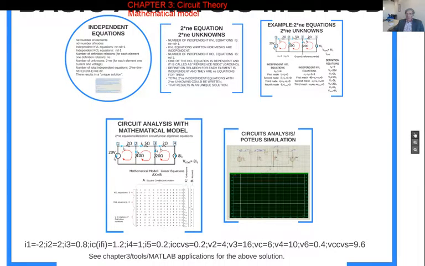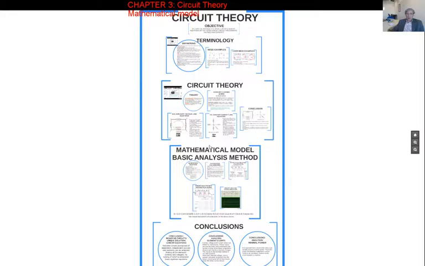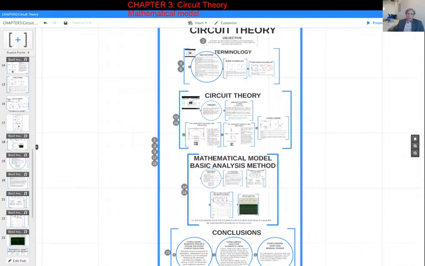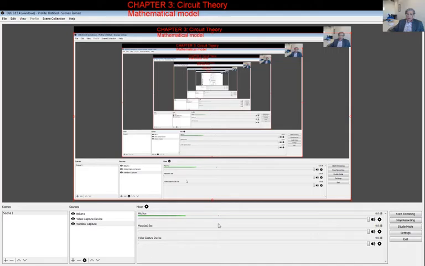So we finished this now. Let's see what we have done. We examined the terminology that we are going to use. We explained the circuit theory that we will be using, Kirchhoff current law and voltage law equations. From those equations, we set up a mathematical model for any given resistive circuit. In the next video, we will be examining the conclusions that we found in this chapter. So that's the end of this chapter, end of this video. Let's close it.